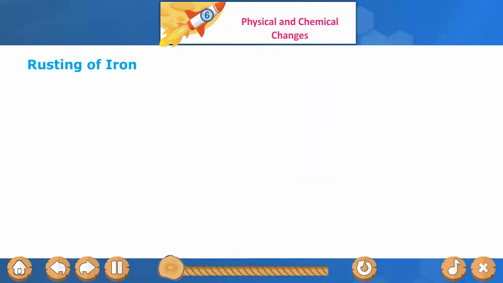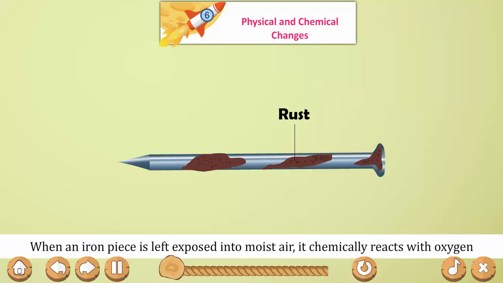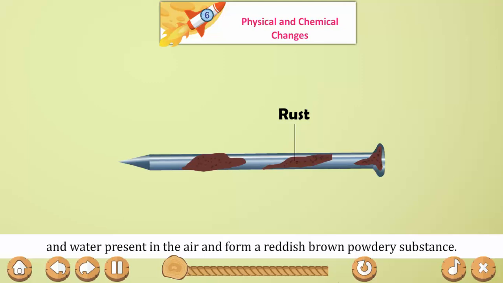Rusting of iron. When an iron piece is left exposed to moist air, it chemically reacts with oxygen and water present in the air and forms a reddish brown powdery substance.